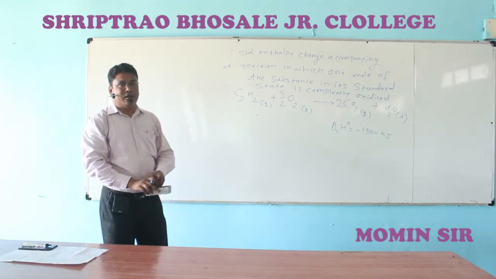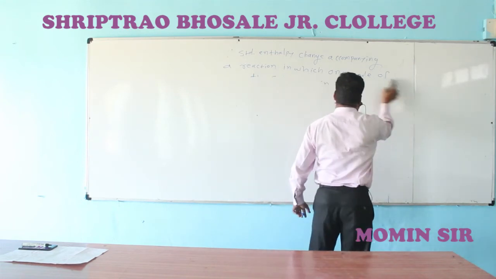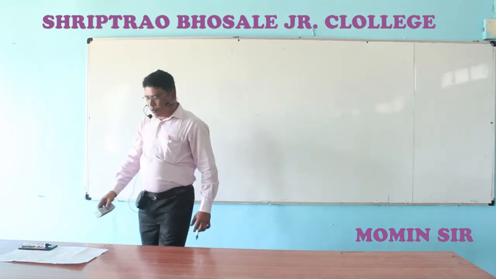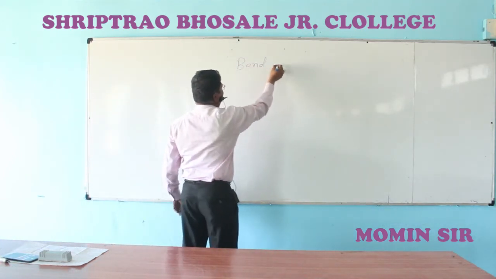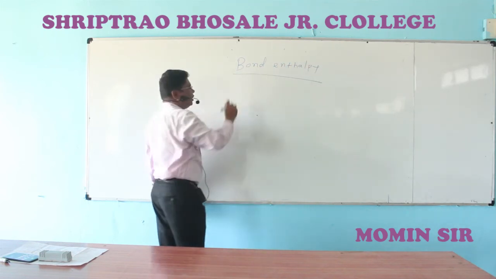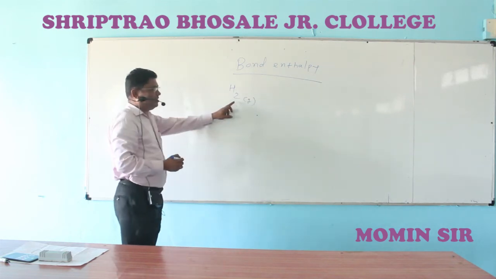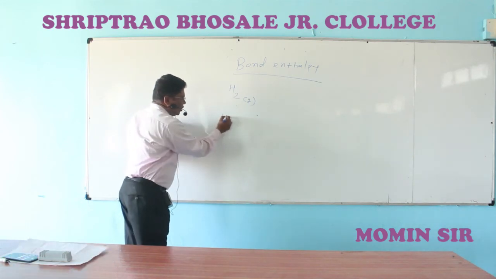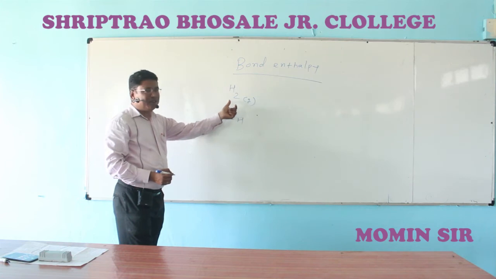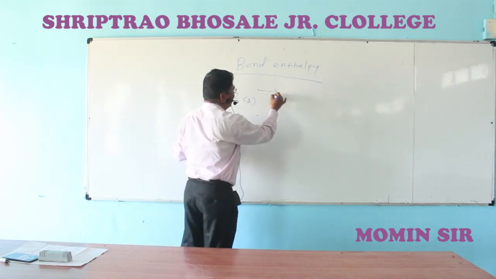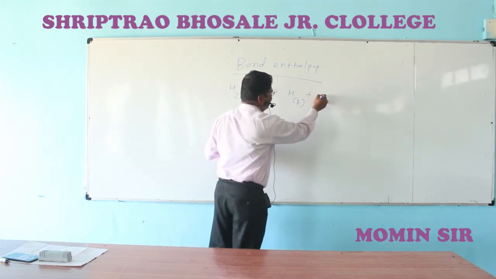Now the next point in this chapter, thermodynamics, is bond enthalpy. What is called bond enthalpy? You know that hydrogen is diatomic, and it is a gas in its standard state. One molecule of hydrogen consists of 2 atoms of hydrogen, with a covalent bond between the 2 hydrogen atoms in H2. When this bond is broken, 2 atoms of hydrogen gas are formed.